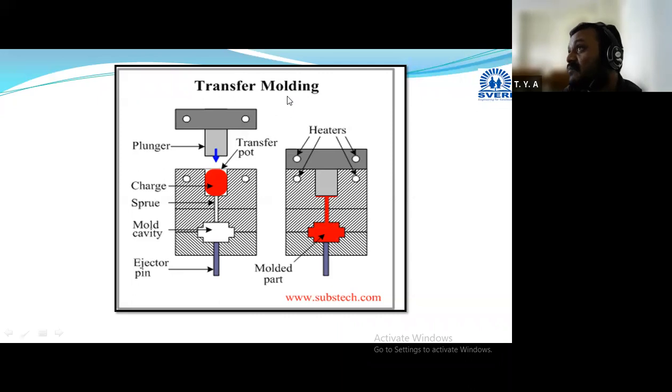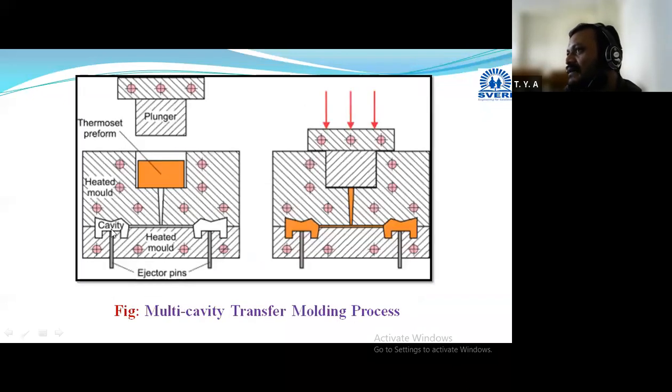Now, in this transfer molding, there can be different types. Whichever diagram is visible on your screen, this is for single cavity. Okay, this is single cavity. This is multi cavity. Okay, so the basic difference between compression molding and transfer molding is, in compression molding, we are not able to manufacture complex shaped components, but that can be achieved with the help of the transfer molding process.